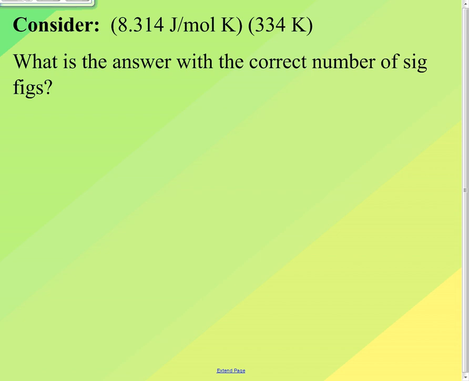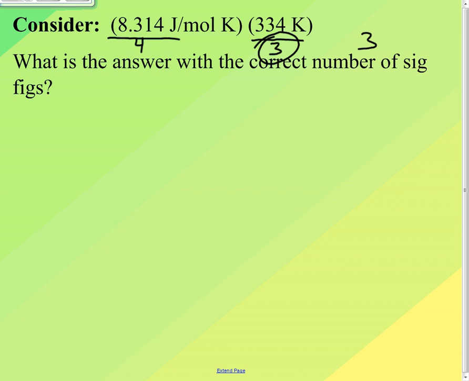Okay, here we go. We've got 8.314 joules per mole Kelvin times 334. And this is a multiplication, so that means I have 4 sig figs times 3 sig figs. How many sig figs can I have in my answer? Well, when I have multiplying or dividing, my answer has the same number as the least number. I have 3 sig figs, so that means my answer can only have 3 sig figs.